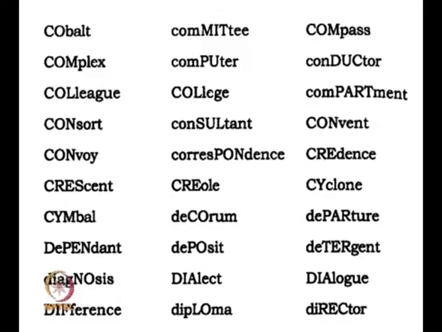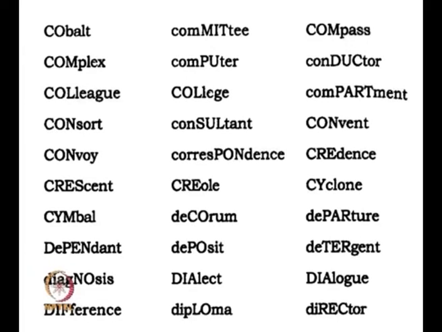Consultant. Convent. Convoy. Correspondence. Credence. Crescent. Creole. Come again, say it again. Crescent. Creole. It is Creole. Please follow me. It is crescent. Creole. Crescent. Go to the next. Cyclone. Symbol. Decorum.